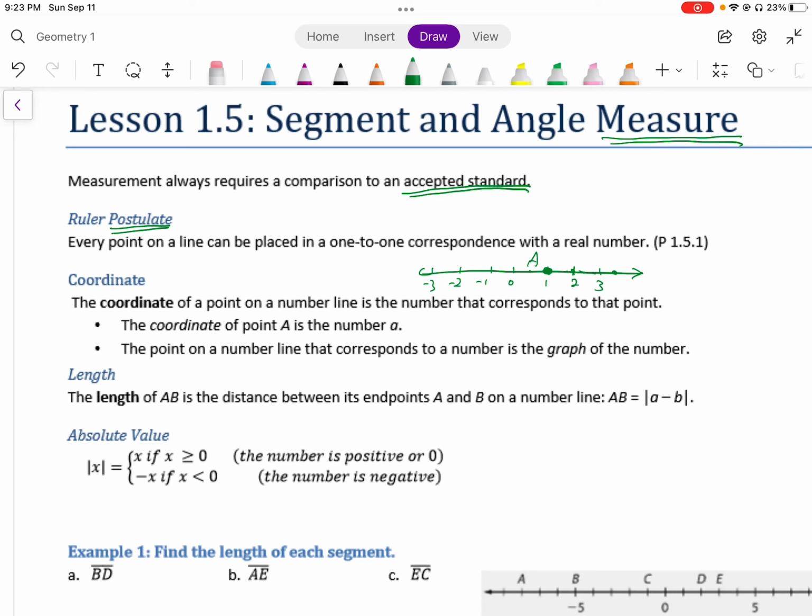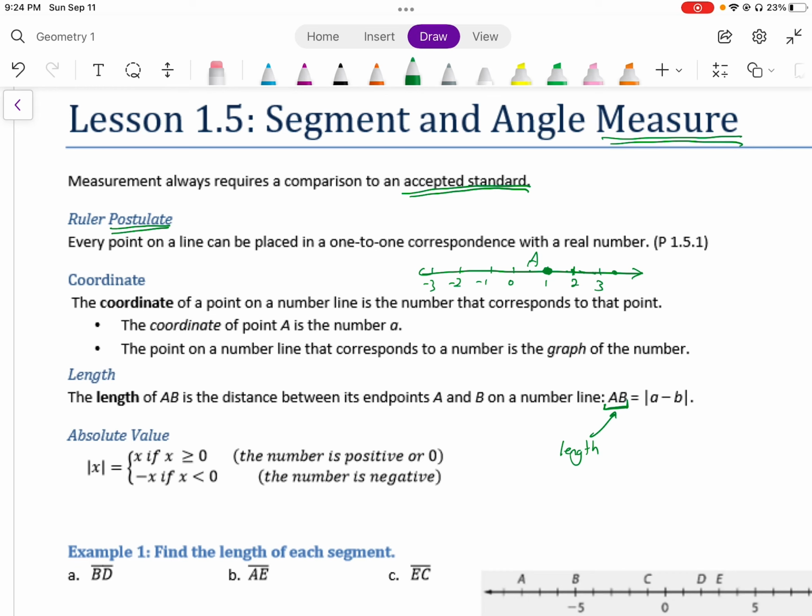Length. The length of AB is the distance between its endpoints A and B on a number line. So we have a new notation here. We just have A and B right next to it. It does not have anything on top. It doesn't have a segment, a ray, or a line. When you see two points or names for points next to each other, it represents length. Often people forget that. So this represents a length.